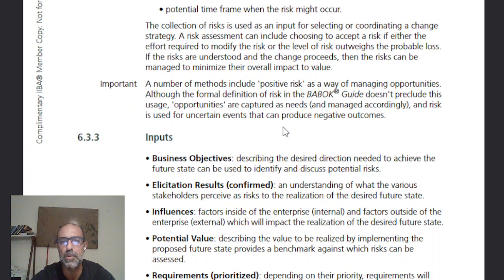Again, the collection of risks is used as an input for selecting or coordinating a change strategy. The risk assessment can include choosing to accept a risk if either the effort required to modify the risk or the level of risk outweighs the probable loss. So you might decide to take the risk as it is and still go for it if what you're coming out of it has a lot more value. Also the effort, the movement towards it: if we're going towards something very risky, we're also calculating how we got to move towards it, which is added value. It's not necessarily the value we wanted for the outcome, but it's still value we can use. And if the risks are understood and the change proceeds, then the risk can be managed to minimize their overall impact to value.